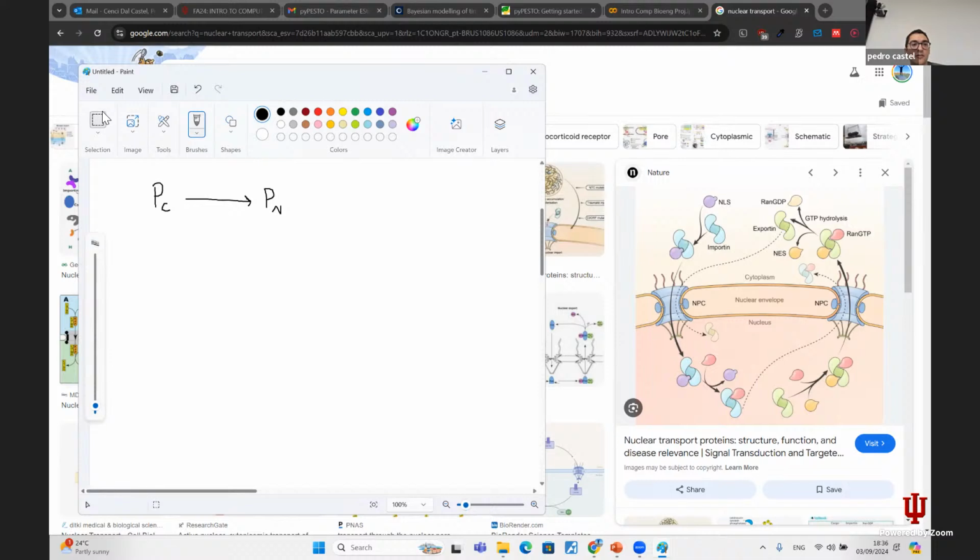But how I want to do this is not actually a direct flux. I want to connect this guy with my importin, and then I will have my protein in the cytoplasm in a complex with my importin protein. Now I have a complex and I'm calling it PCI. Then this guy enters the nucleus.